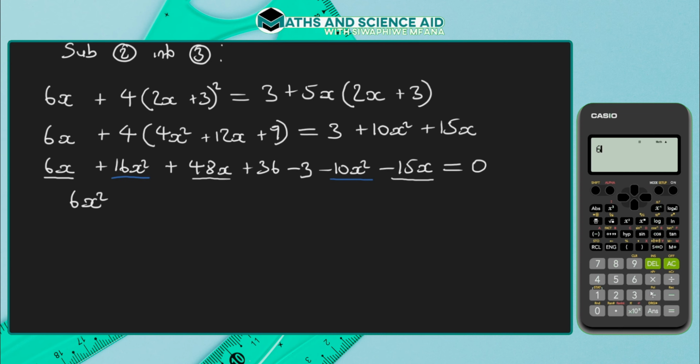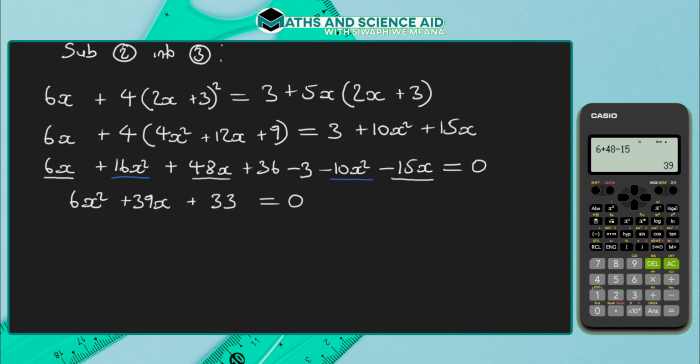So we've got 6 plus 48 minus 15. So that is equal to 39, meaning that here we've got 39x, okay? And then 36 minus 3 is going to give us 33. All of that equal to 0. And so now we've got 6x squared plus 39x plus 33 equal to 0.